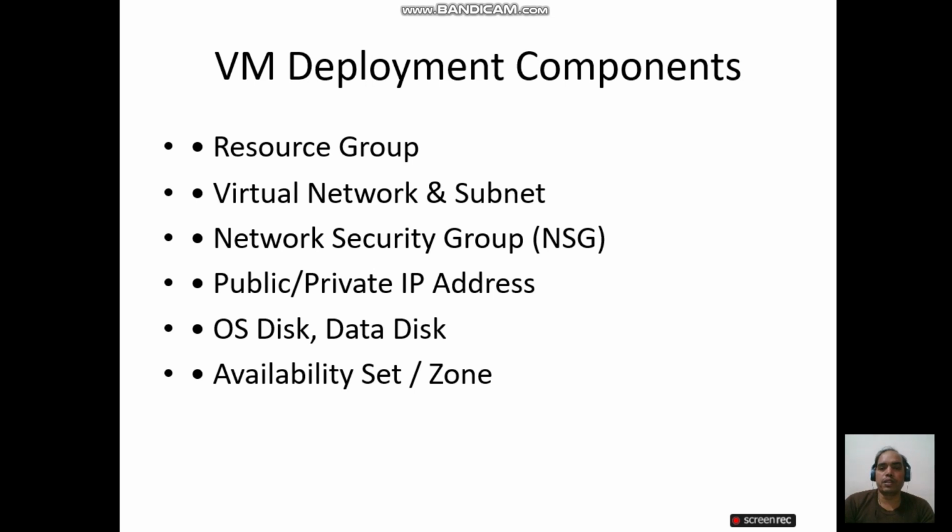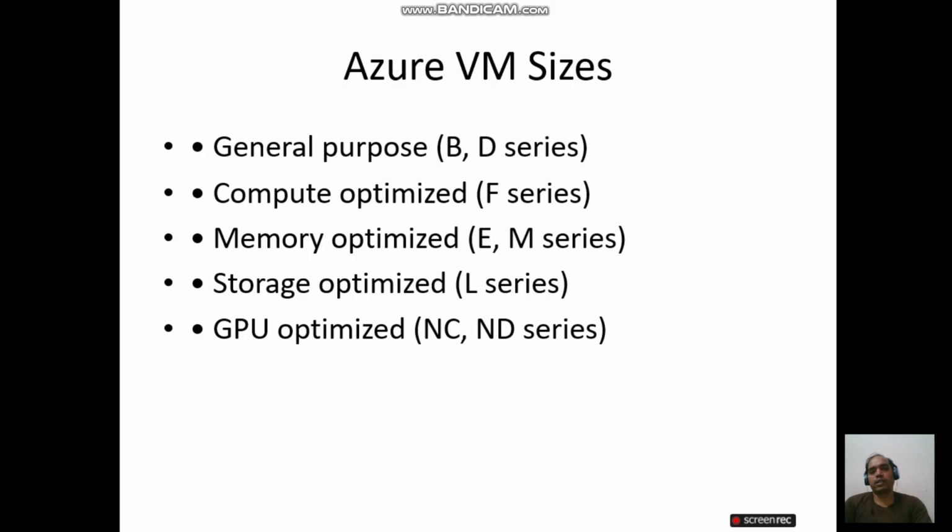VM deployment components. What components will be deployed during the deployment of the VM? First, the resource group, then virtual network and subnet, network security group, NIC, public and private IP addresses, OS disk, data disk, availability set, and zone. What is the Azure VM size? It could be general purpose B and D series, compute optimized F series, memory optimized E and M series, storage optimized L series, GPU optimized NC and ND series.